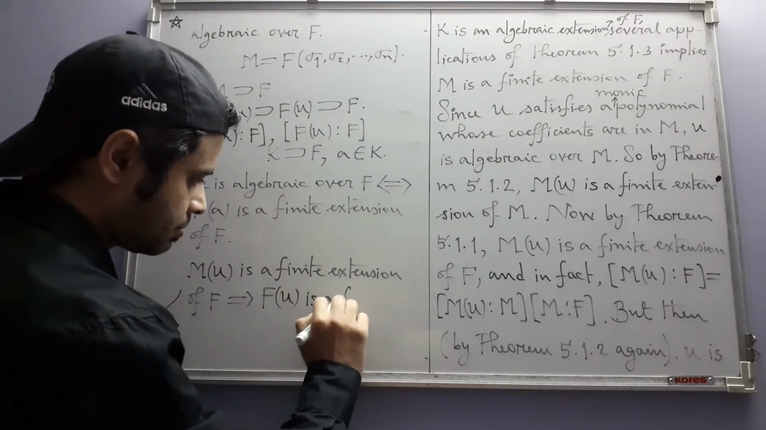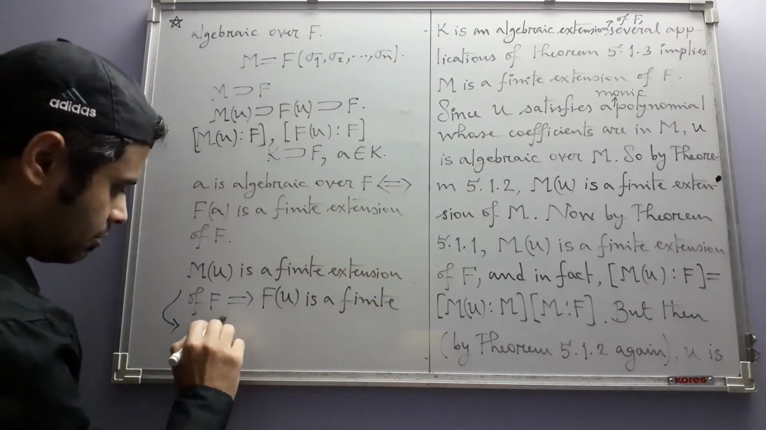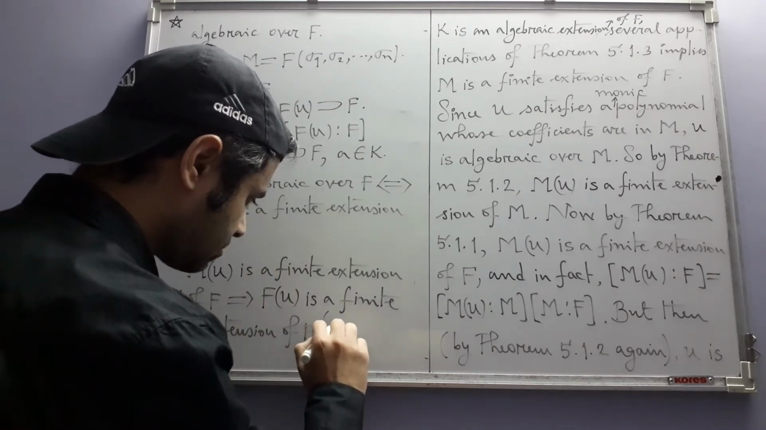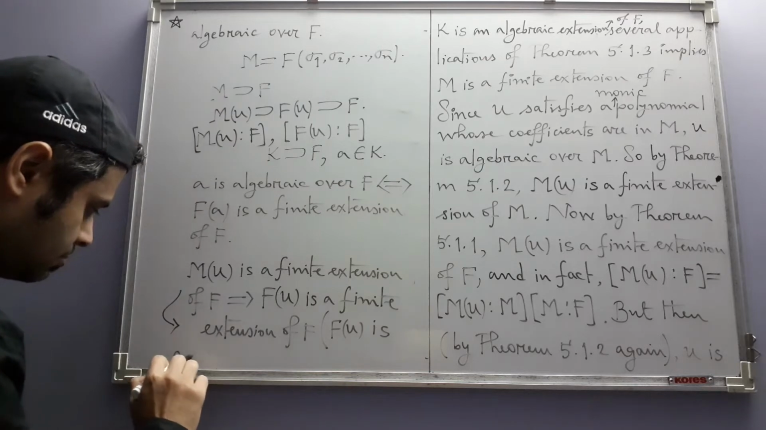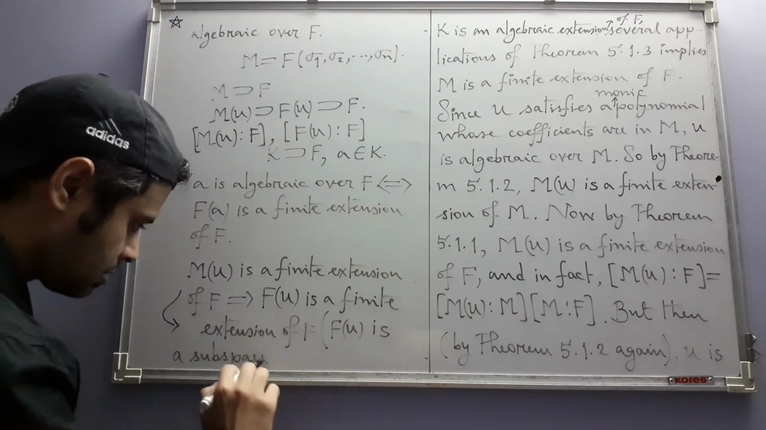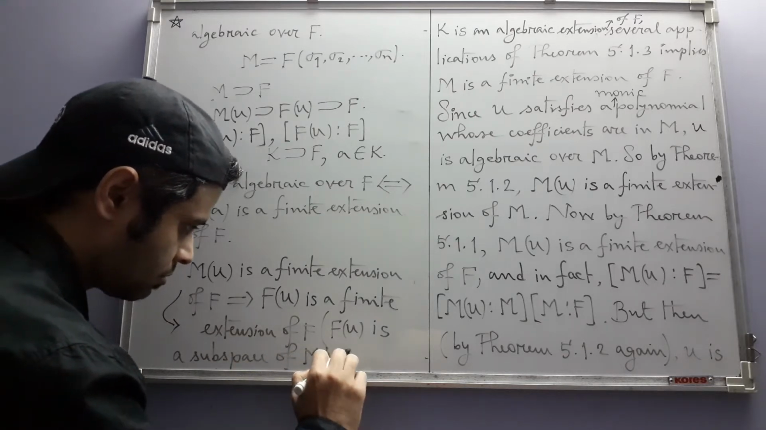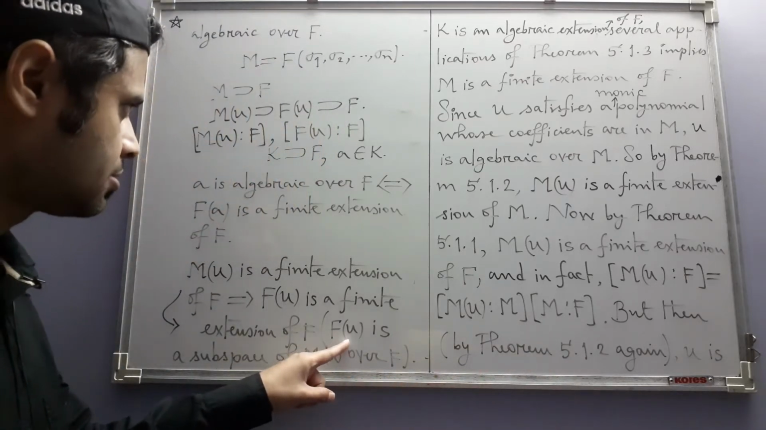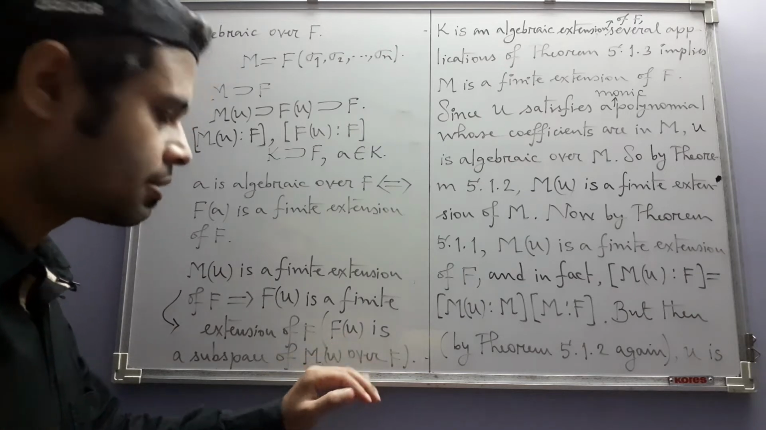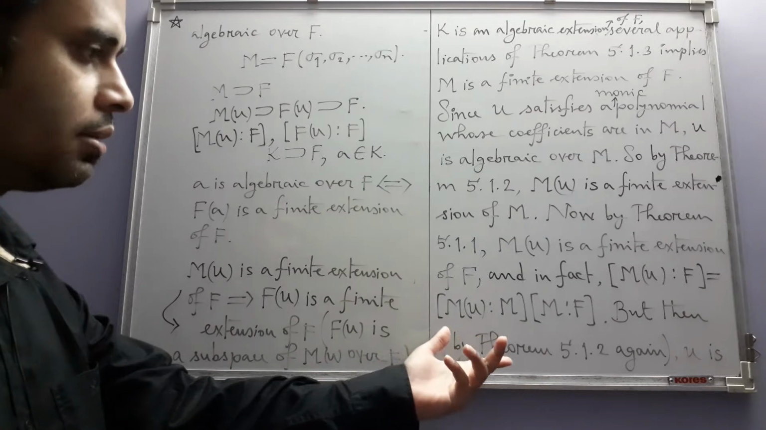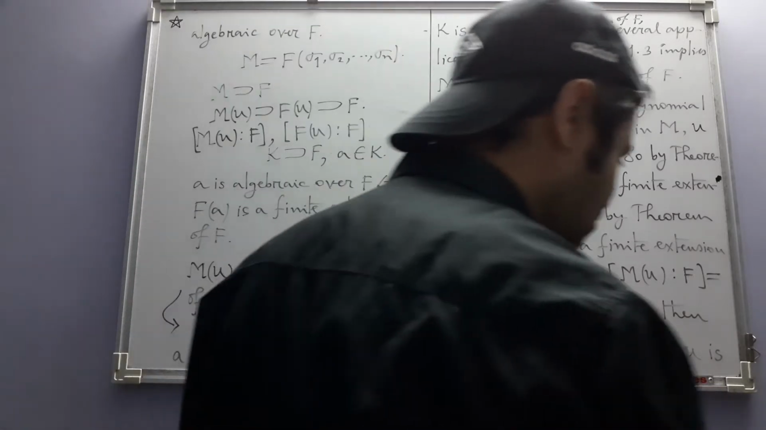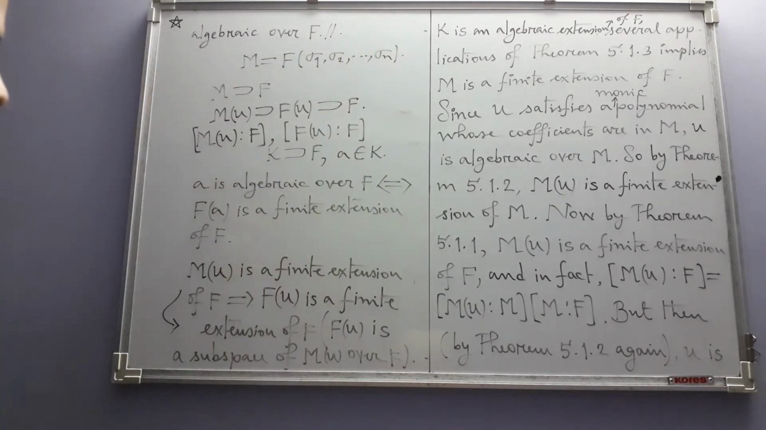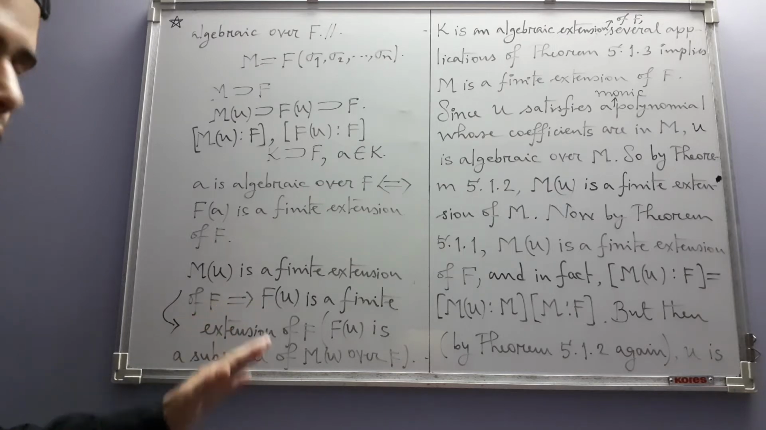So this statement actually implies FU is a finite extension of F, and the reason is this: FU is a subspace of MU over F, and then theorem 512 now implies, now you see, now you have FU, not MU, that U is algebraic over F. So that's what we want, and that is our final conclusion. So now everything is okay, there is no confusion. So the proof ends here, but this intermediate step, a little thing is there which one should not overlook.